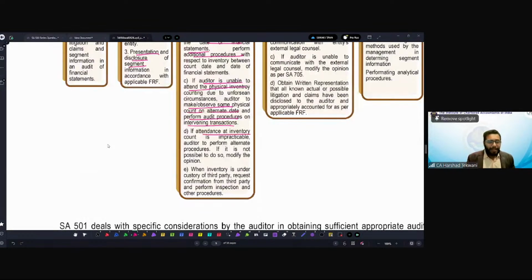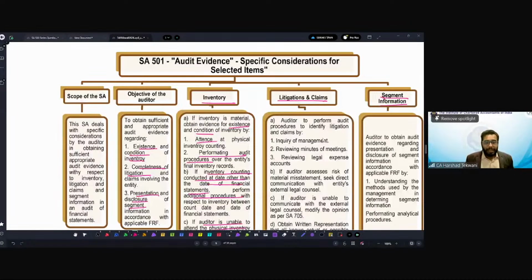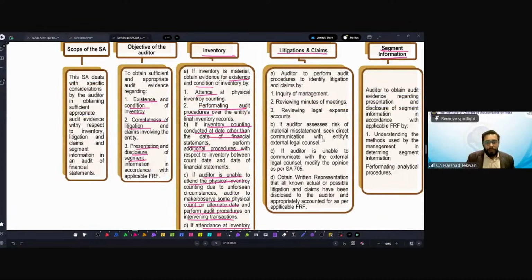Attendance is impracticable, then perform other procedures. Impossible to do so, then modify the opinion. Inventory in custody of a third party, request confirmation, that we discussed. That was the inventory. Litigations: inquiry, review of minutes, review of legal expense, then direct communication with the legal counsel. Unable to communicate, then modify the opinion, and obtain written representations. That is what we discussed in the litigations and claims.